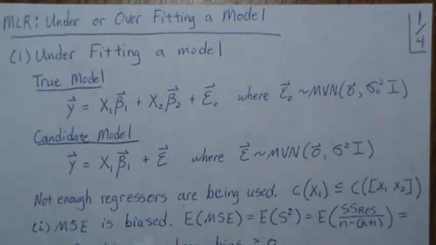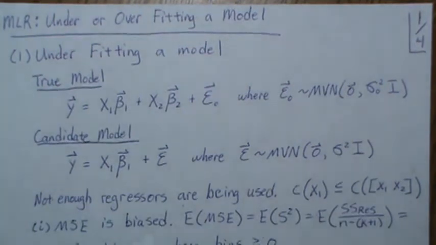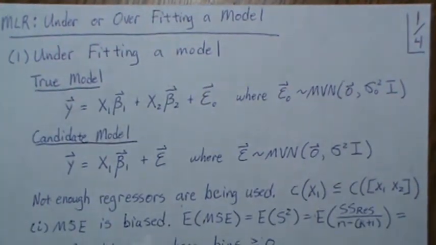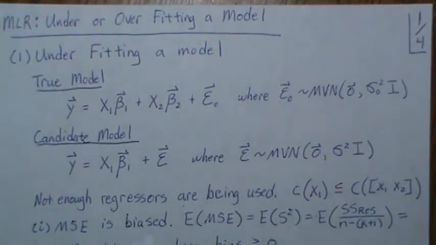In this video, we're in the multiple linear regression setting, and we're going to look at some of the consequences of under and overfitting a model. And what that means is either not having enough predictor variables in the model or having too many predictor variables in the model compared to the true model.